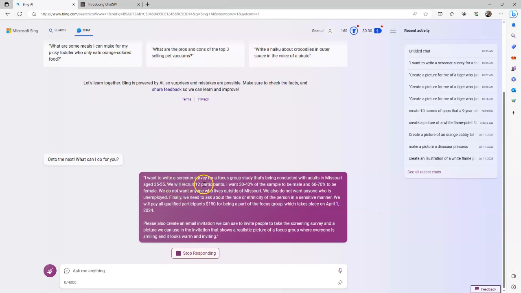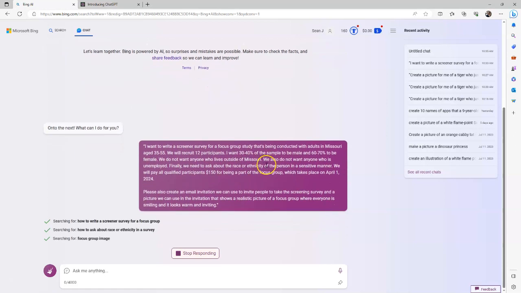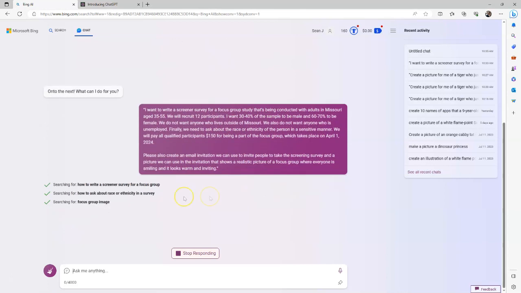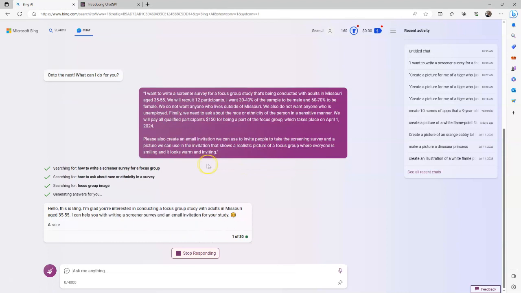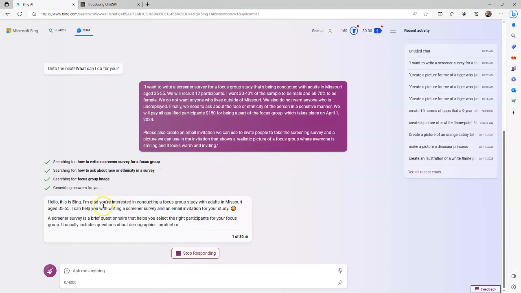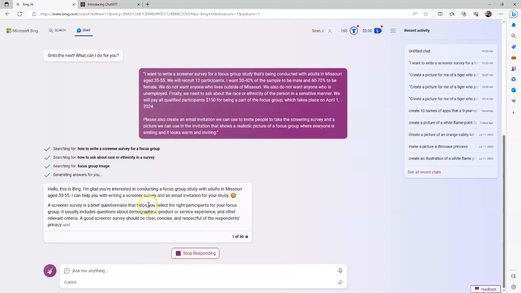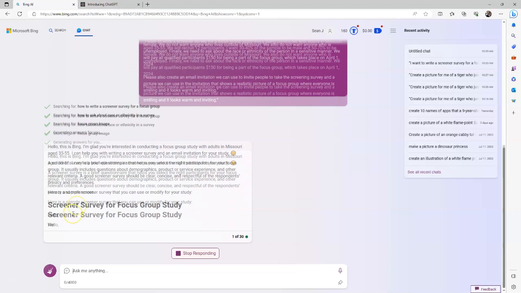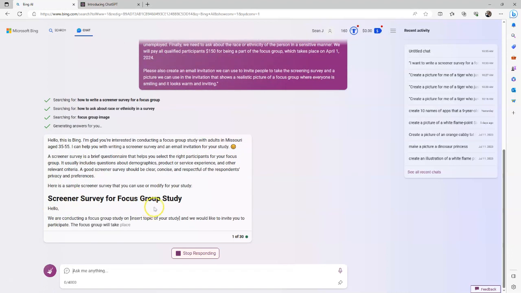We want certain age groups, 12 participants, 30 to 40% of the sample to be male. Also, we want an email invitation, and we want a picture that we could include in that of a focus group where everyone is smiling and it looks warm and inviting. So it's going to come back to me trying to converse with me a little bit, but ultimately it is going to generate what I asked for.